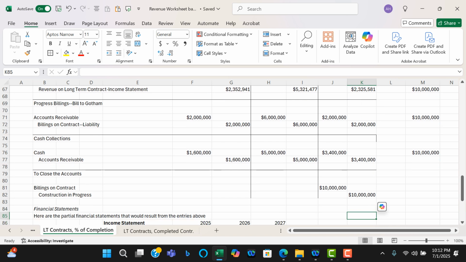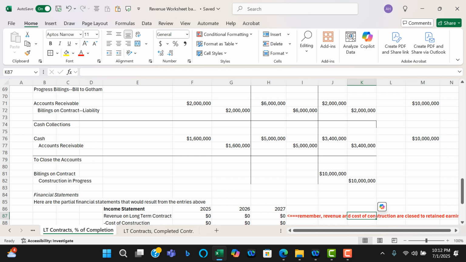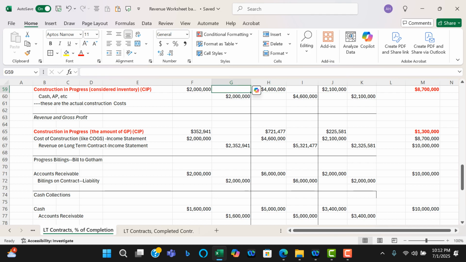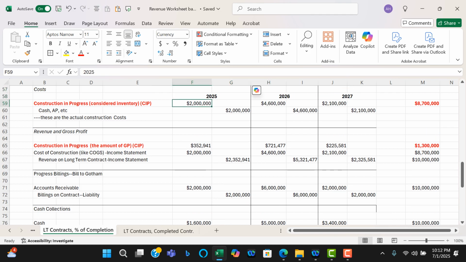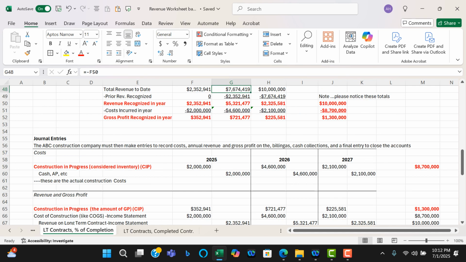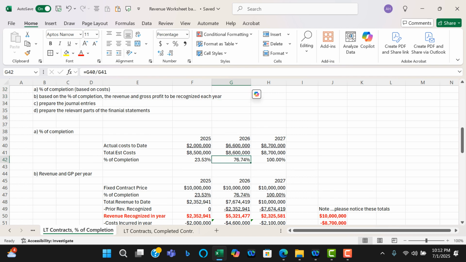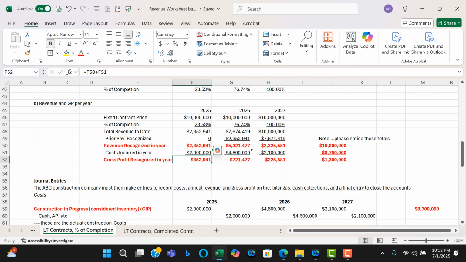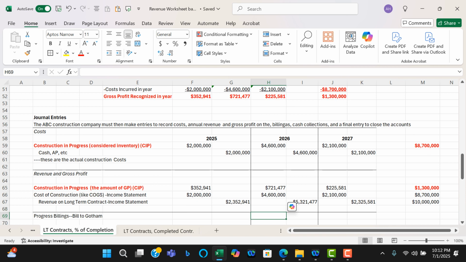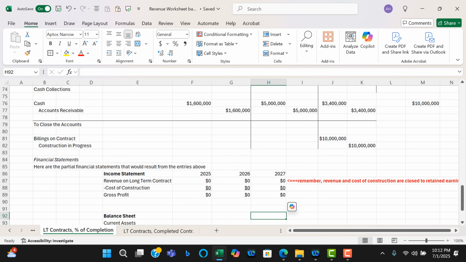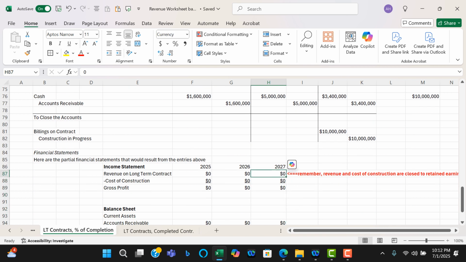Okay, now you've recognized revenue and gross profit. The major gist of all this is that you have recognized revenue as the project is completed based on your percentages of completion that you calculated way up here. And you've also recognized gross profit more or less based on those same percentages. Okay, so now let's go ahead and see what our financial statements would look like.